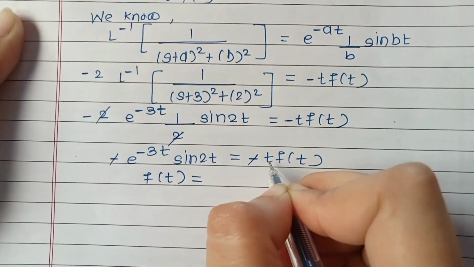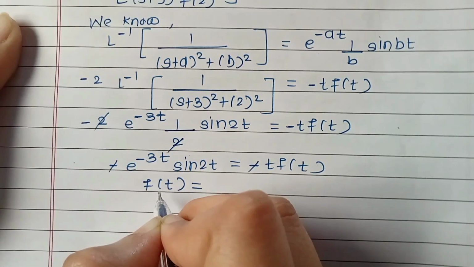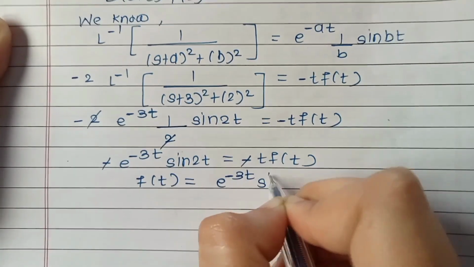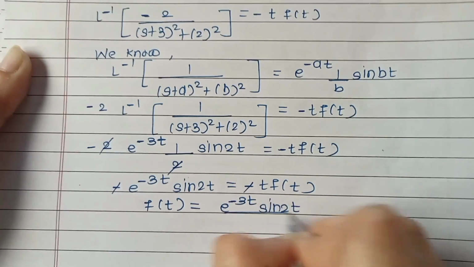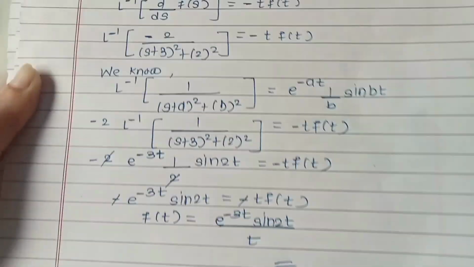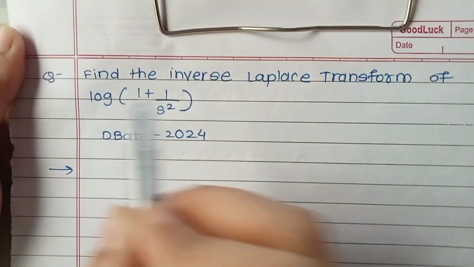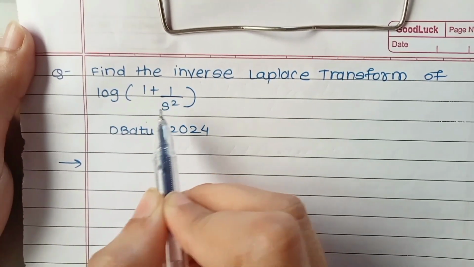That is, this t will be transferred to the denominator place. So we will get e raised to minus 3t sine 2t upon t. Now we will move towards the next sum. Find the inverse Laplace transform of log of 1 plus 1 upon s square.